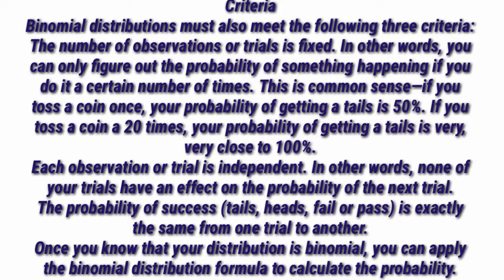Each observation or trial is independent. In other words, none of your trials have an effect on the probability of the next trial. The probability of success, tail, heads, fail or pass is exactly the same from one trial to another. Once you know that your distribution is binomial, you can apply the binomial distribution formula to calculate the probability.